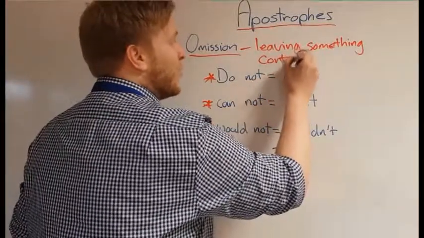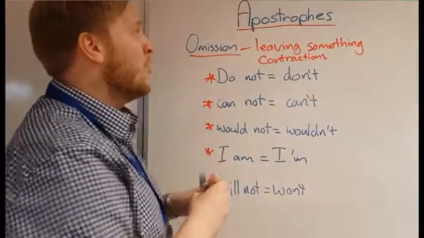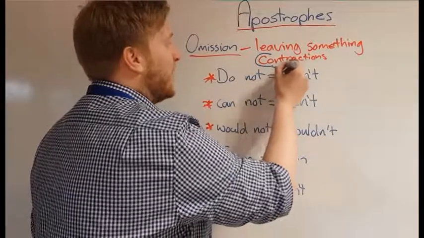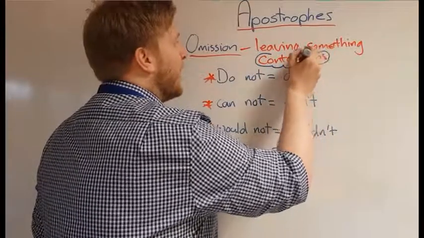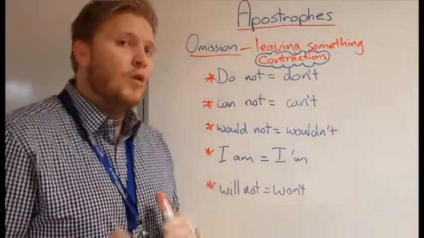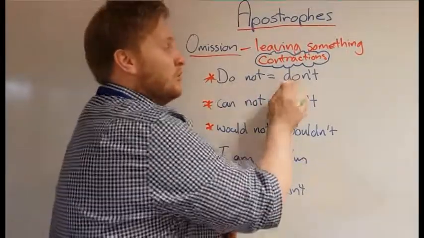Okay, now if you contract something, it means you make something smaller. So contractions are when we join two words together to shorten them down. Now everything will become clear when I go over my examples. So in the English language we have a lot of words that we contract. Things like do not, we contract down to don't.